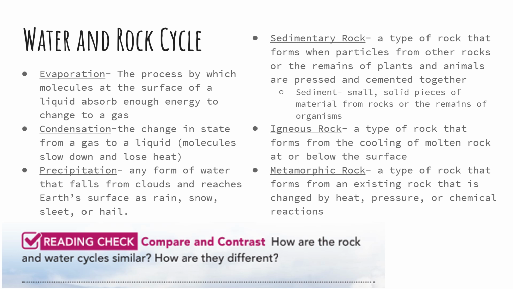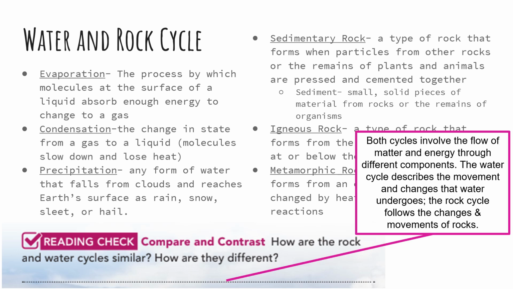chemical reactions. So now in your textbook, there's a reading check, and it says, how are the rock and water cycles similar and how are they different? So both cycles involve the flow of matter and energy through different components. The water cycle describes the movement and changes that water undergoes. The rock cycle follows the changes and movements of rock.